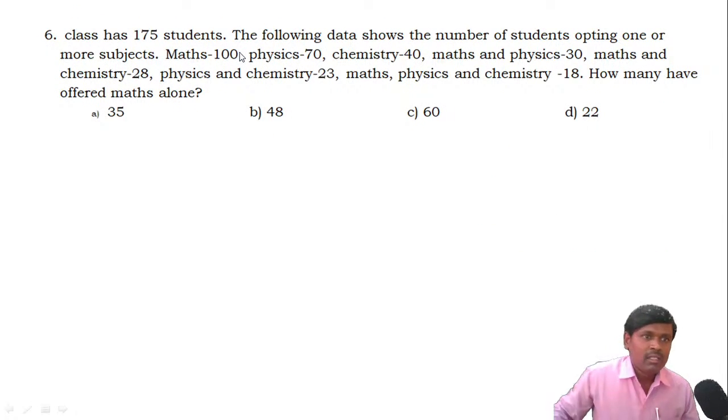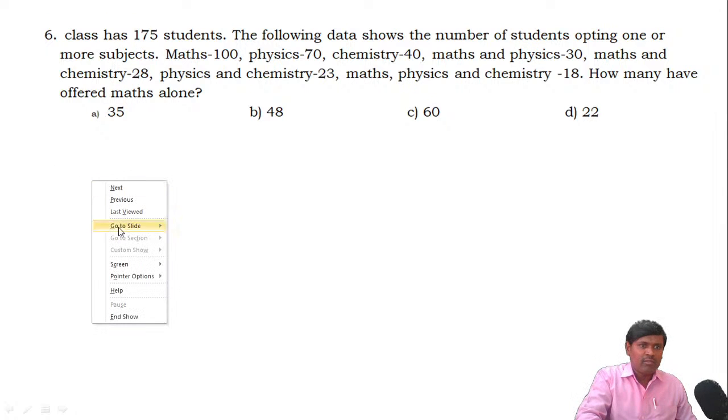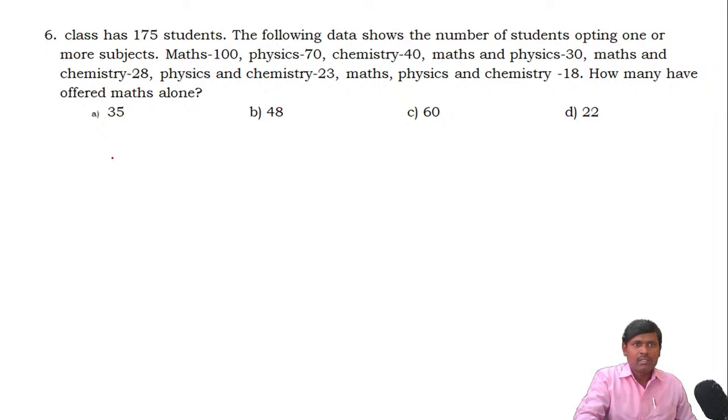A class has 175 students. The following data gives the number of students opting for one or more subjects. The number of students opting mathematics is taken as n of M, that is 100.